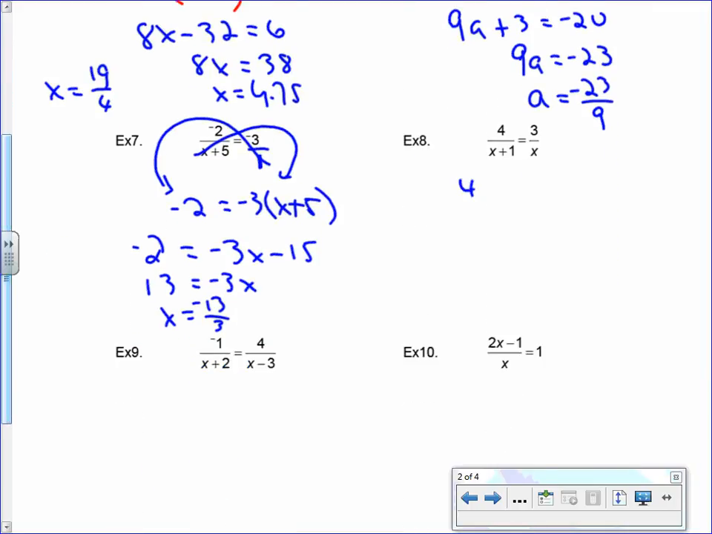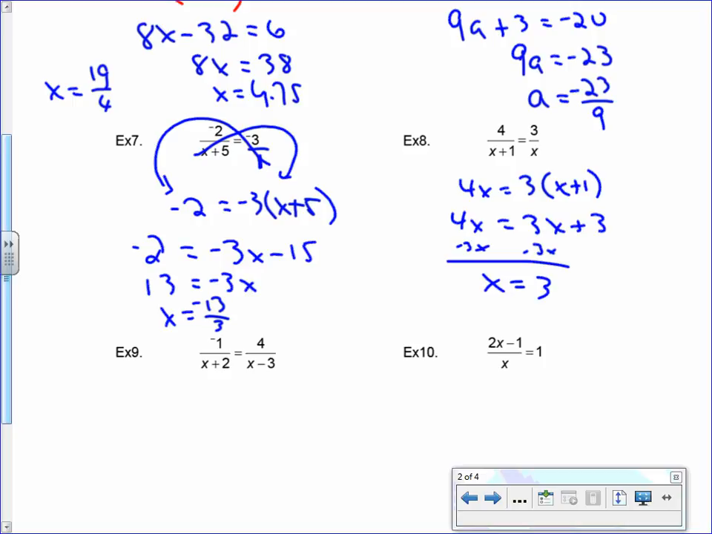4x equals 3 parentheses x plus 1. Everybody check for those parentheses. 4x equals 3x plus 3. Don't forget that your distributive property there is not 3x plus 1, it's 3x plus 3. And then this one came out nice. You subtract the 3x from both sides, and we get x equals 3, and we're done.